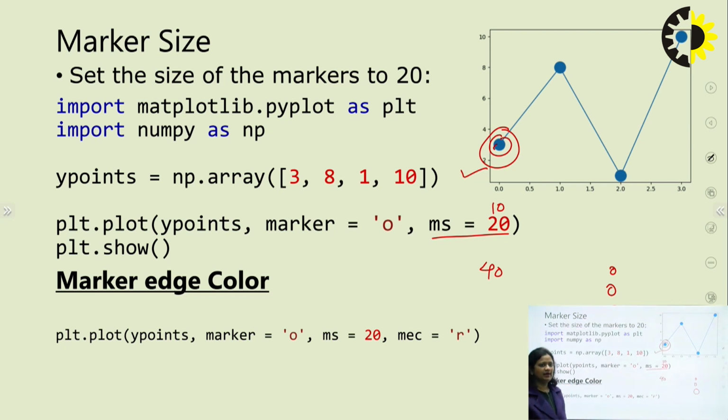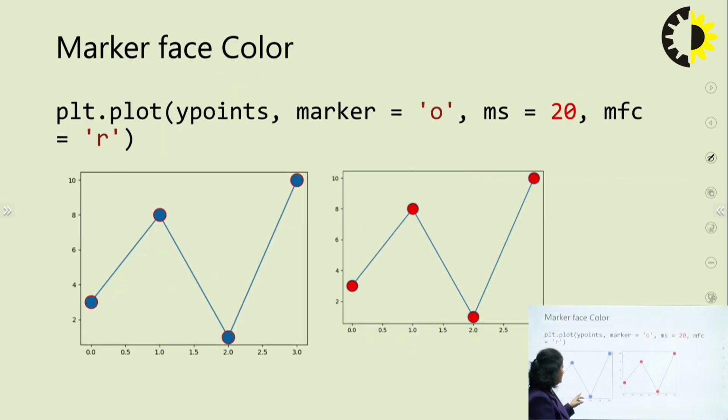Marker edge color. Another feature in Matplotlib: if we have to change the edge color, the marker edge color, we use plt.plot, y points, marker 'o'. Marker size is 20. MEC, that is the marker edge color, which we are going to set to 'r', that is red. So the output will be like this. This is the marker edge color, which we set to red.